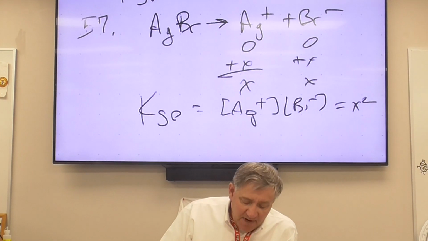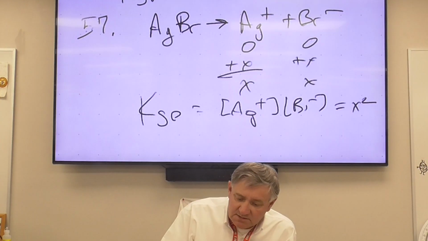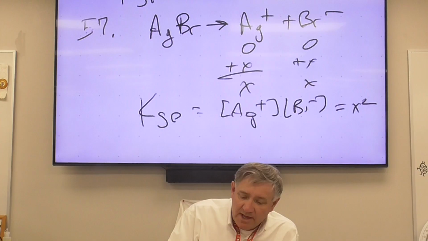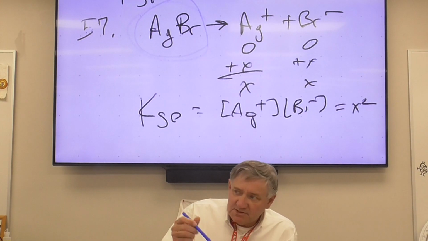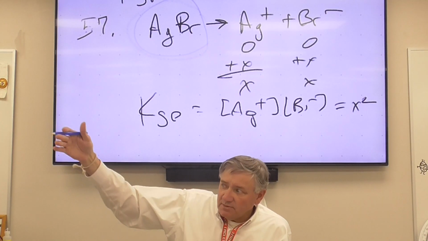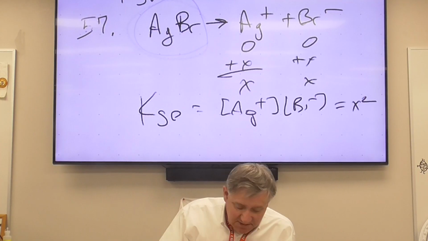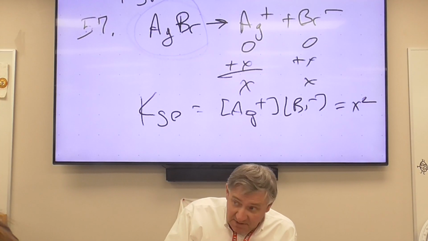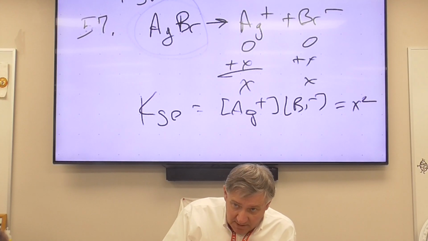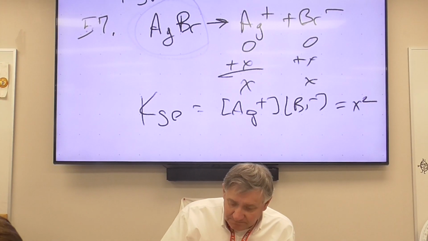Now, understand when you find that x, it's actually going to get you three things. It's going to get you the silver ion concentration, the bromide ion concentration, and also how much silver bromide had to be there to separate into the silver and the bromide. So x actually represents three things: the amount of silver bromide that was there that ionized, the silver ion concentration, and the bromide ion concentration. Cool with that one? No worries.